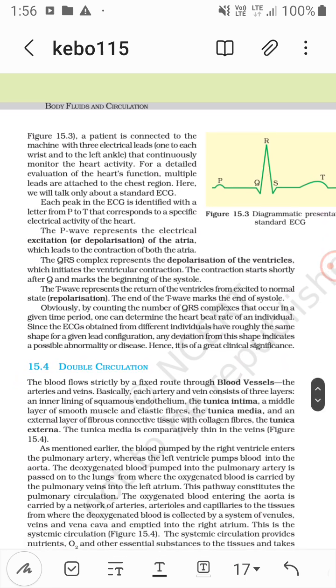The number of QRS complexes can tell you the heartbeat rate.